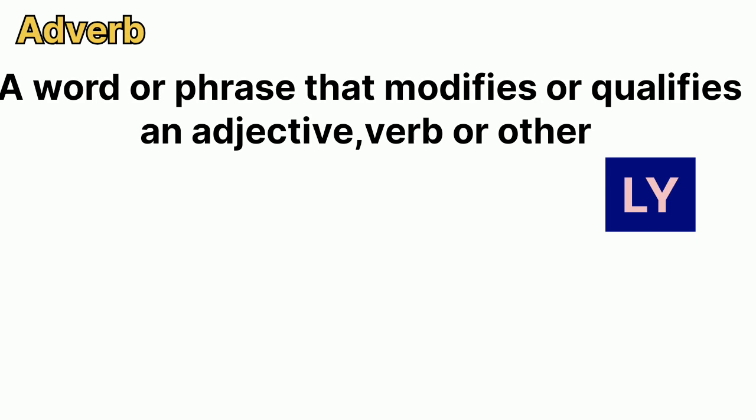So I'm going to repeat again. An adverb is a word or phrase that modifies or qualifies an adjective, verb, or other. It qualifies an adjective. Write this down. It qualifies an adjective, verb, or other. It's really important to understand this because it will appear when you are writing tests. So make sure you understand them. Remember, an adverb ends with ly. Quietly, gently, anything you can think of that ends with ly.